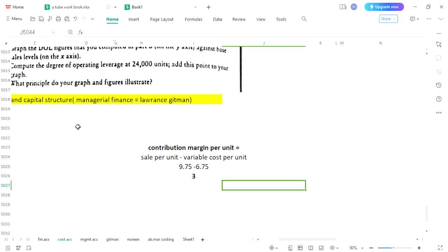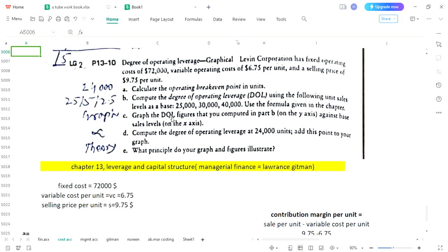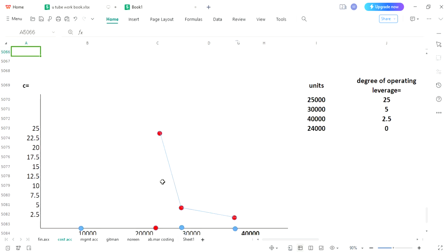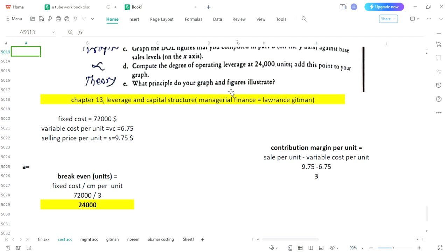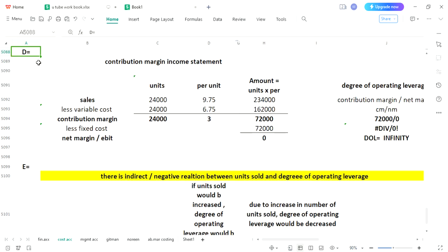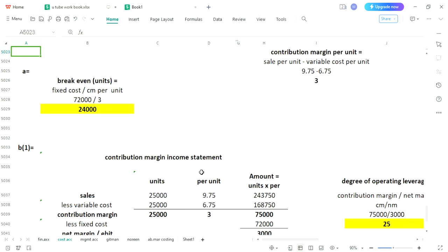3 answers are completed, and then we have our C part where we were required to make a graph. This is your graph, and the data which was used to make the graph is present over here. This way your C part was completed. Then degree of operating leverage for 24,000, D point. Degree of operating leverage was infinity as we were on break-even point. D part was solved, and then E part was theory to create the principle.